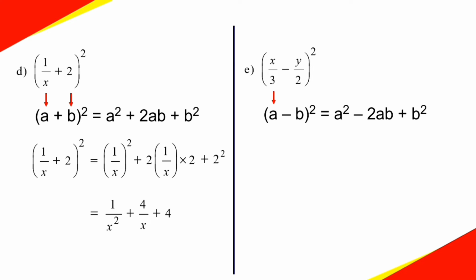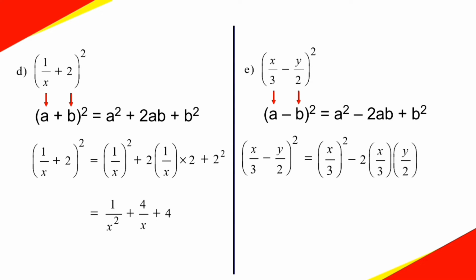Now compare it. The a value is x/3 and the b value is y/2. Now we are going to substitute the a value and b value in the formula. That is (a - b) whole square equals a square minus 2ab plus b square. So (x/3 - y/2) whole square is equal to (x/3) whole square minus 2 into the a value x/3, into the b value y/2, plus the b value, what is the b value? Right, (y/2) whole square.